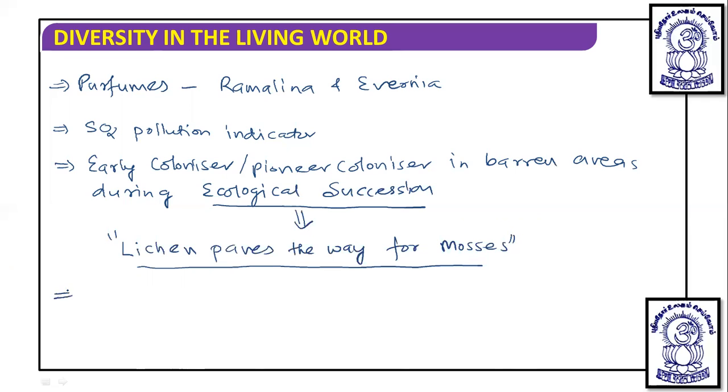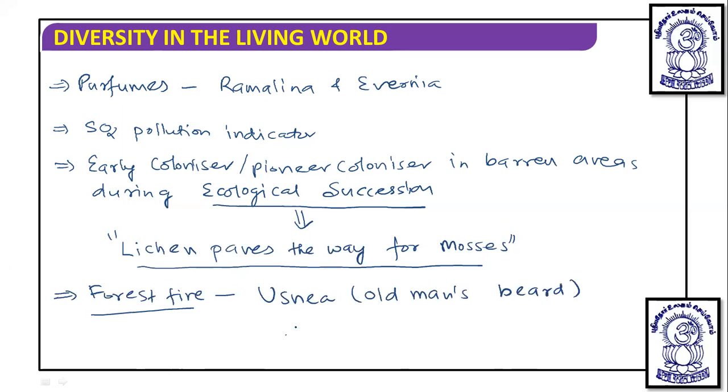And apart from this, they can also cause forest fires. There is one species known as Usnea, commonly known as old man's beard. This species of Usnea is highly inflammable, so in the summer or hot season, it produces forest fire.